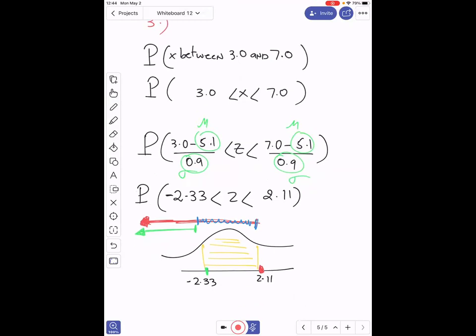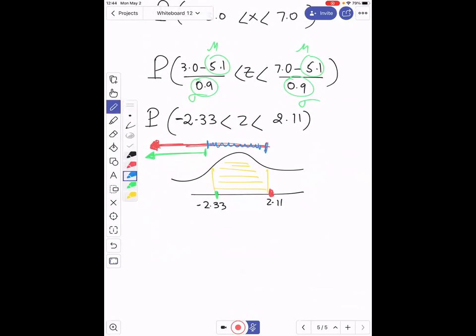So what I am saying is that the area between two numbers is actually just the difference between the areas to the left. So you take the second number, you always take the second number, you take the largest number, which is 2.11. So z less than 2.11. So this is, again, the area to the left of 2.11.